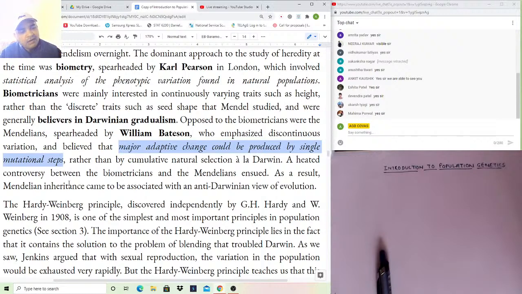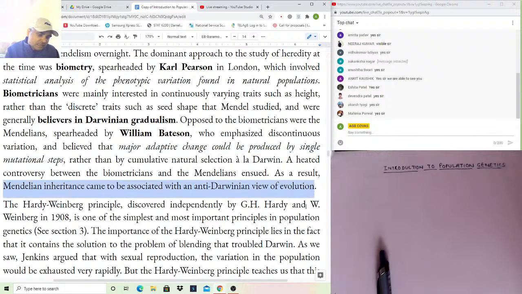So a heated controversy between the biometricians and Mendelians ensued. Many people put forward their theories and experiments to prove themselves. As a result, Mendelian inheritance came to be associated with an anti-Darwinian view of evolution in history. So what we are studying, Mendelian inheritance, had been associated with an anti-Darwinian view of evolution.